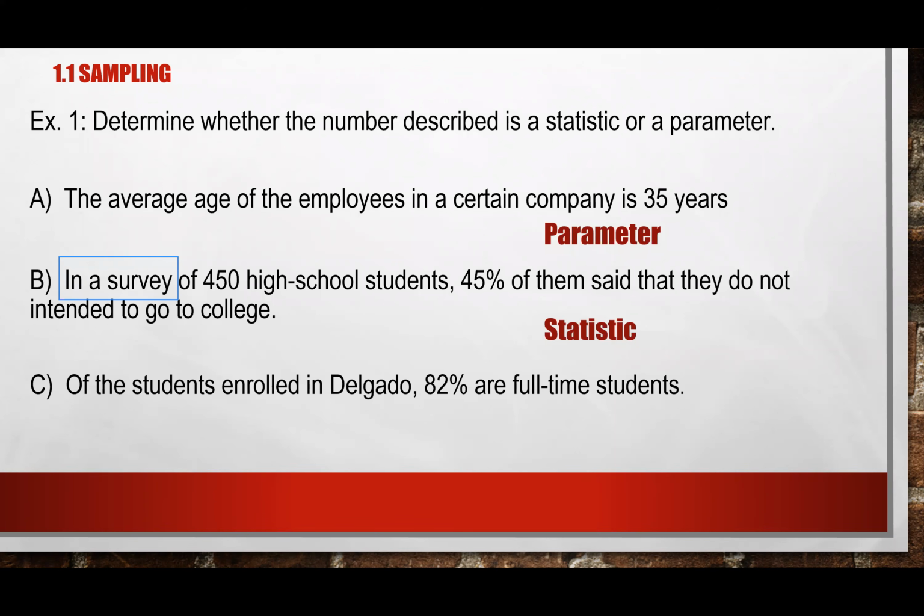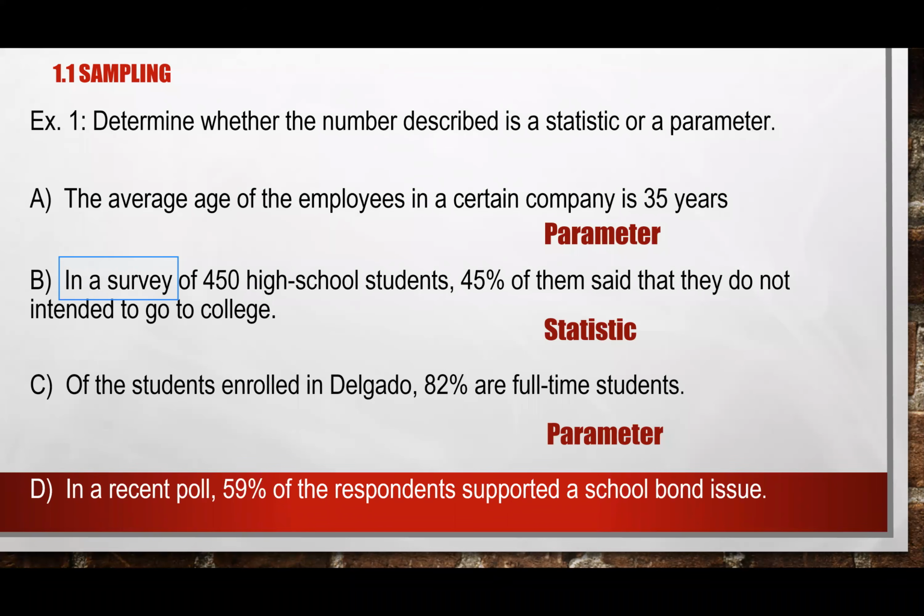And again, just like the example I mentioned to you earlier, of the students enrolled in Delgado, 82 percent of them are full-time, which again includes all of the Delgado students, that is a parameter. And as you can see right here, in a recent poll, just like I mentioned, this will be your statistic number.